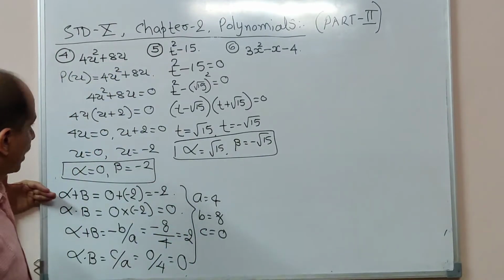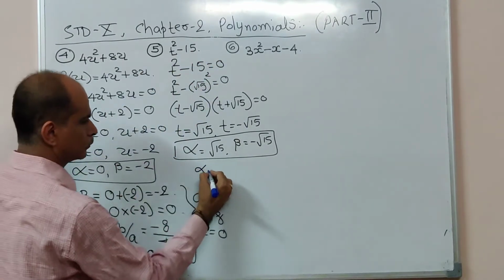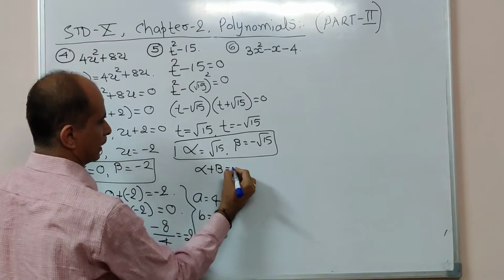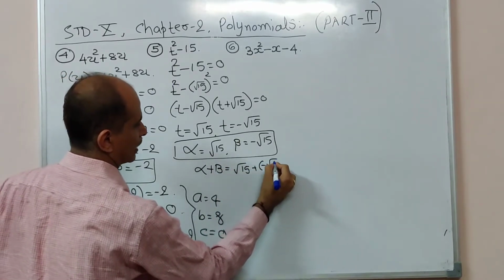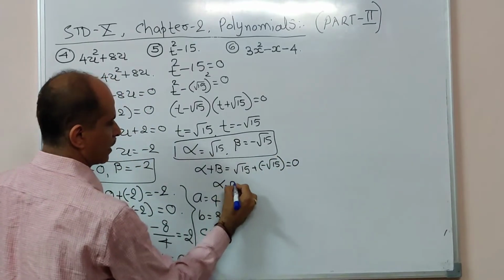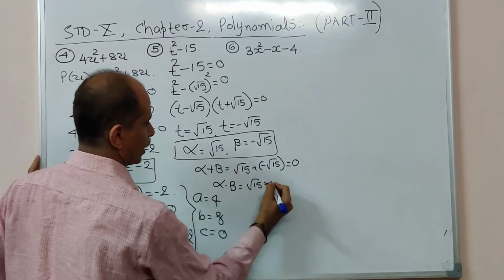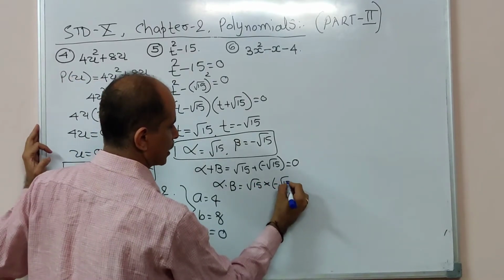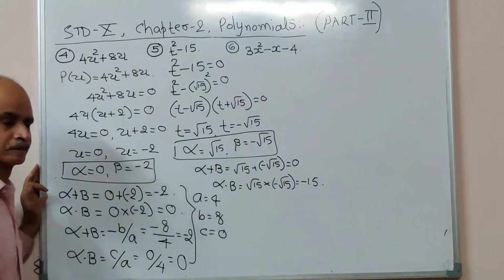Now the question is to find and verify the relationship. So alpha plus beta is equal to under root 15 plus minus under root 15, which is equal to 0. Alpha into beta is equal to under root 15 into minus under root 15, which is equal to minus 15.